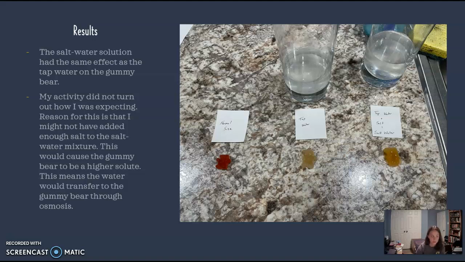So in summary, my activity did not go as hypothesized or anticipated. However, we did see the process of osmosis occur by the increasing gummy bear size, and we understand why the saltwater solution caused osmosis to occur and how we can better this activity in the future.